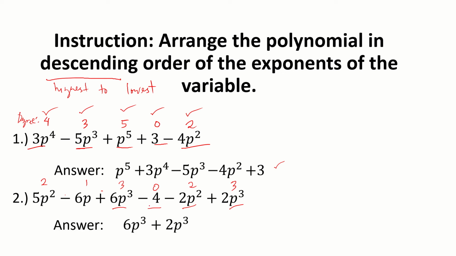So we can just put them in any order if you want. So perhaps 6p cubed comes first or 2p cubed. It's up to you. As long as they have the same degree, the order for the two terms would not matter.